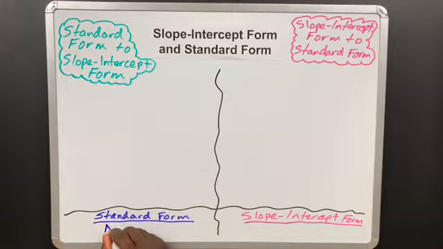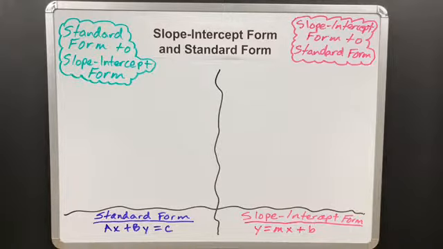So first, let's begin by writing the equation of a line in standard form. That is written as a times x plus b times y equals c, where a is a coefficient, b is a coefficient, a number, and c is a constant. Now, slope-intercept form is written in this way. y equals m times x plus b, where m is the slope of a line and b represents the y-intercept.